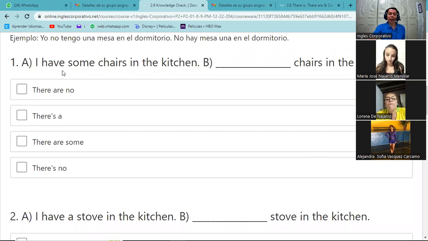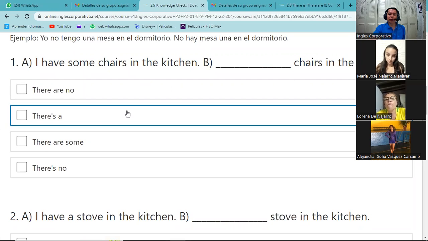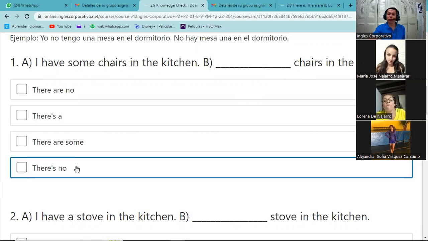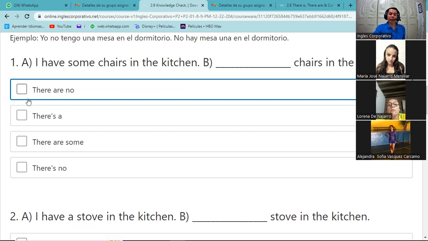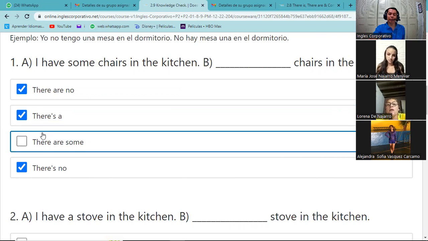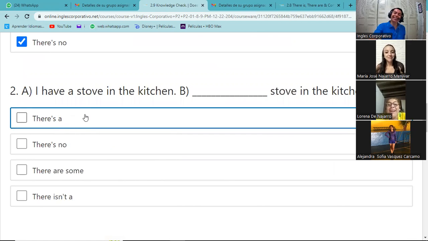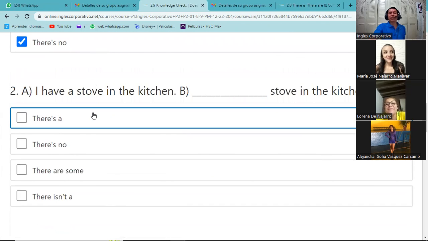Es lo que vimos. I have some chairs in the kitchen. Tengo algunas sillas en la cocina. There are no chairs in the kitchen. There are some chairs in the kitchen or there is no chairs in the kitchen. Si la oración es yo tengo algunas sillas en la cocina, ¿cómo sería? ¿Cuál de todos es lo correcto? There are some. No me den la respuesta, porque si no estamos pasando la copia. Pero está fácil, ¿verdad?